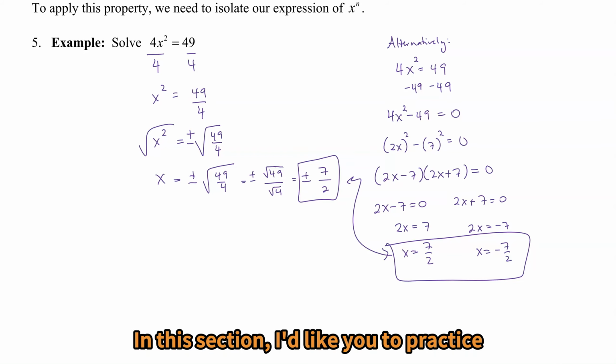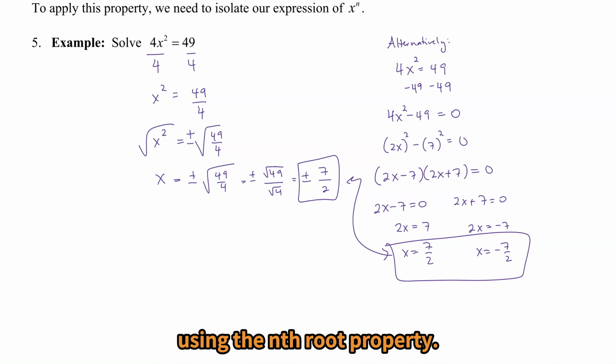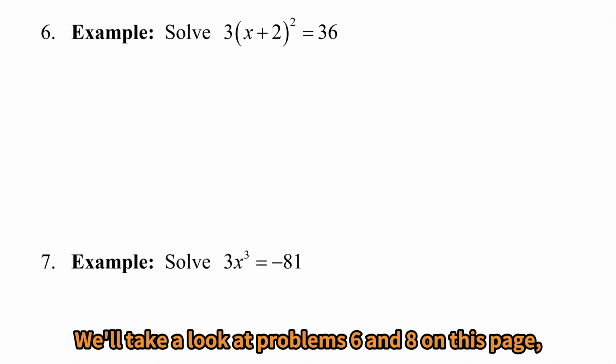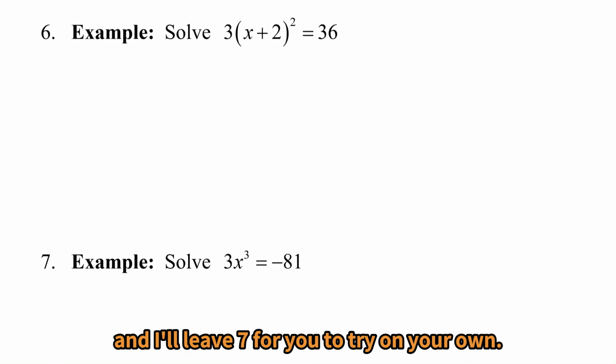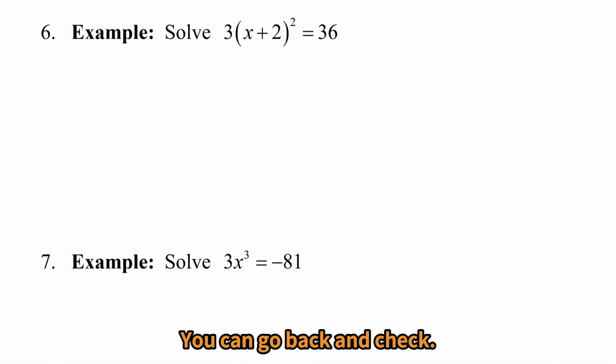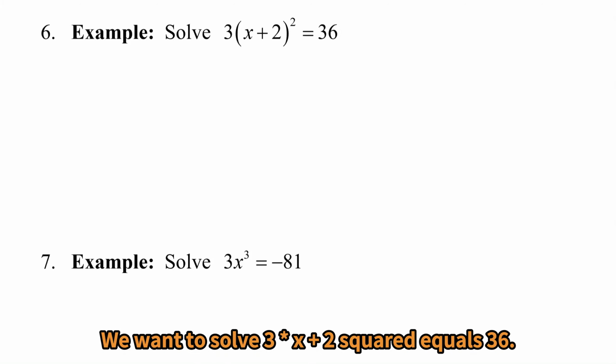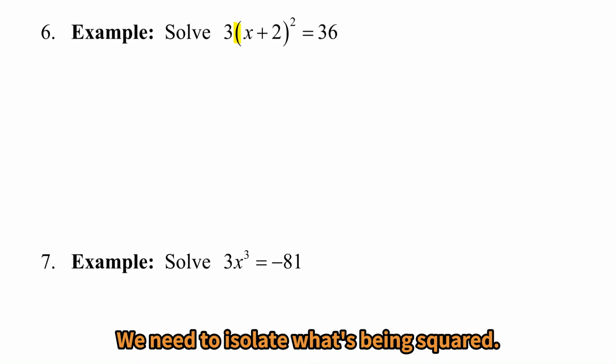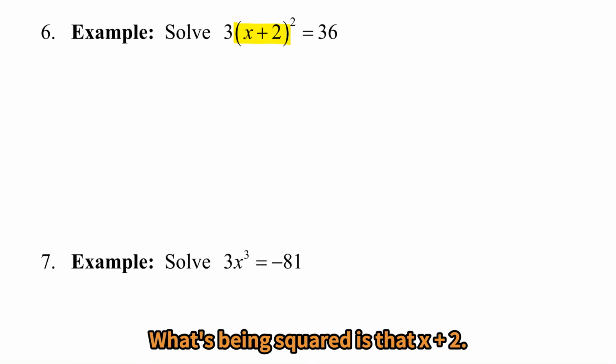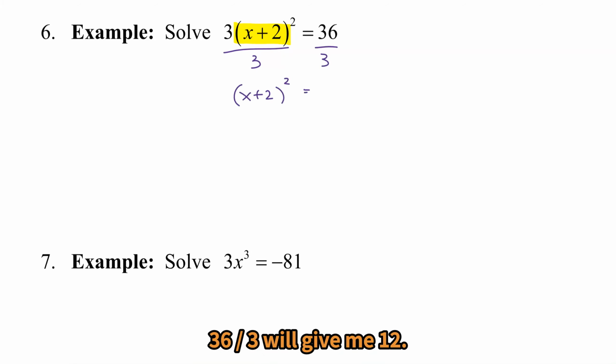In this section, I'd like you to practice using the nth root property. We'll take a look at problems 6 and 8 on this page, and I'll leave 7 for you to try on your own. You can go back and check. We want to solve 3 times x plus 2 squared equals 36. So we need to isolate what's being squared. What's being squared is that x plus 2. So we'll divide by 3. 36 divided by 3 will give me 12.